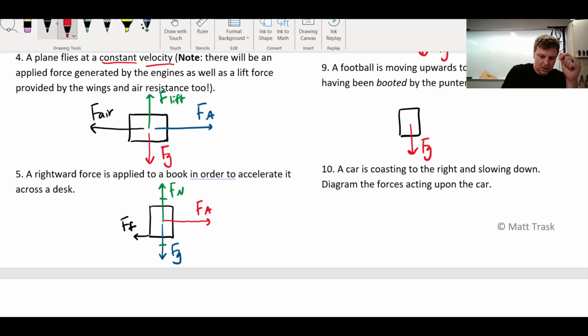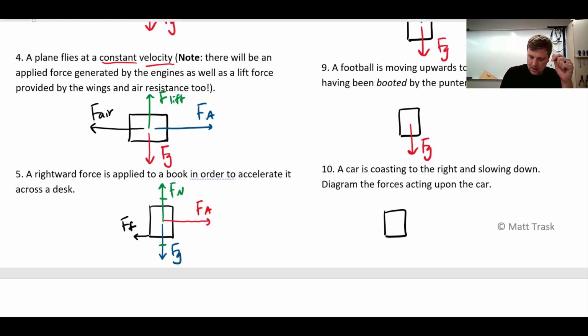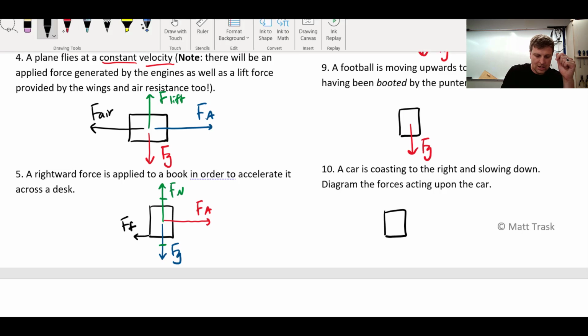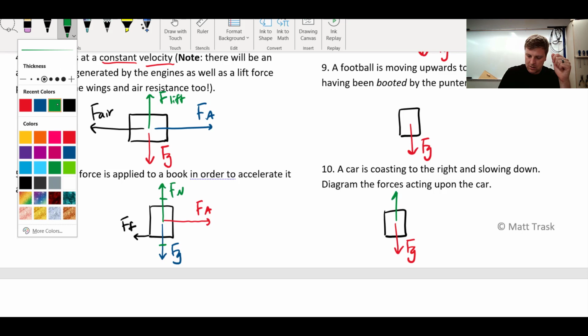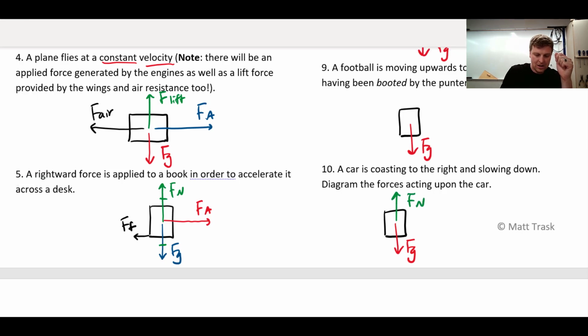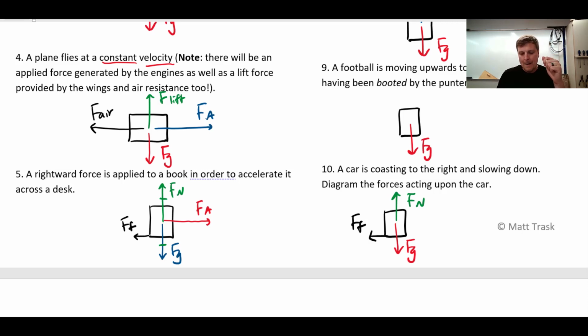Okay, last but not least, I've got a car that is driving to the right and slowing down. So it's kind of like just coasting to the right. So I got a force of gravity pulling down, and I've got a normal force upwards. And because there's maybe some friction, some resistance to rolling, there's a friction force there. But there is no applied force forwards because you take your foot off the gas, you're just coasting to a stop. The car is moving forwards, but it's not being pushed forwards anymore. So this is the complete free body diagram there.